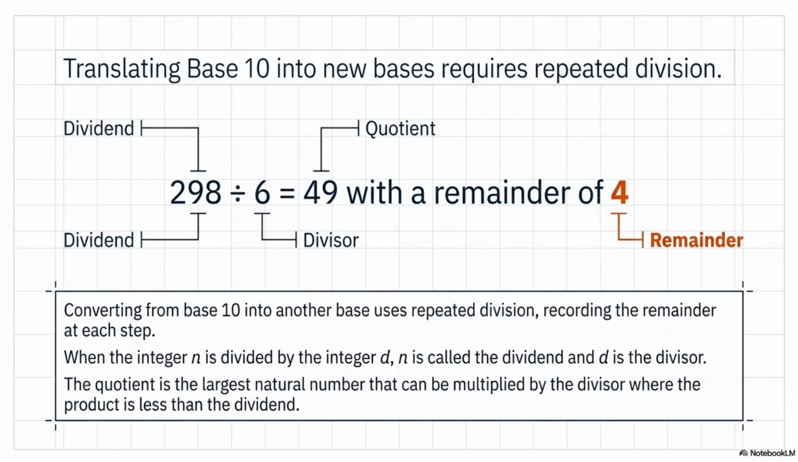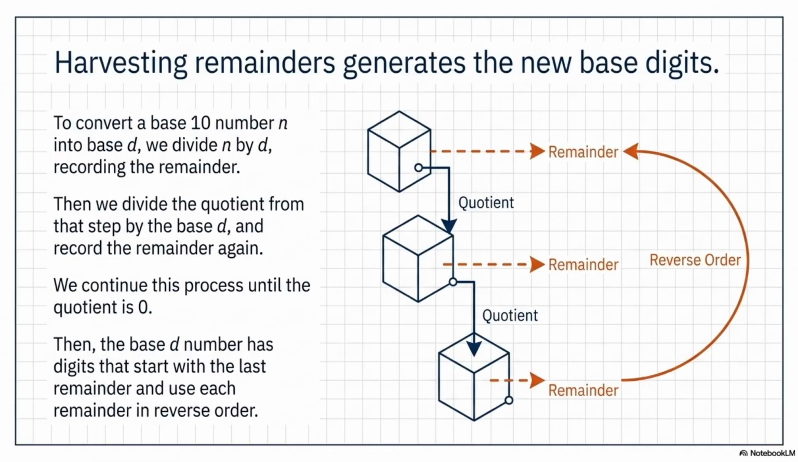Oh, wow. But there's a crucial catch. You have to read them in reverse order. The very last remainder you found becomes the first digit on the far left. The very first remainder you found becomes the last digit on the right. Oh, that is clever. It's like breaking down a massive Lego castle, which is your base 10 number, by repeatedly snapping off chunks that are exactly the size of your new base. And the loose bricks that fall off at every single step, the remainders, actually serve as the blueprint to build the new number from the ground up, starting from the last piece. That is a wonderful conceptualization. Yes, the remainders are the blueprint.